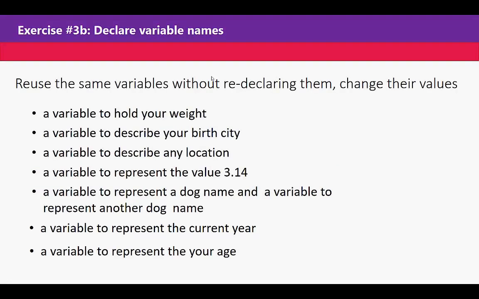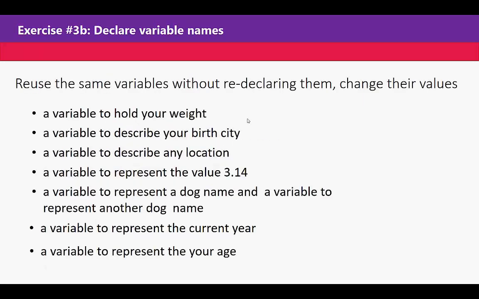This brings us to our third exercise for the day. I want you to add a bunch of named variables, based on all these different criteria I have in these bullet points. So a variable to hold your weight, describe your birth city, to describe any location, to represent the value 3.14, a variable to represent a dog name and another dog name, so two variables right there, declare a variable to represent the current year, and declare one to represent your age. I then want you to give values to these variables once you've declared them. Now that's not all for exercise 3.